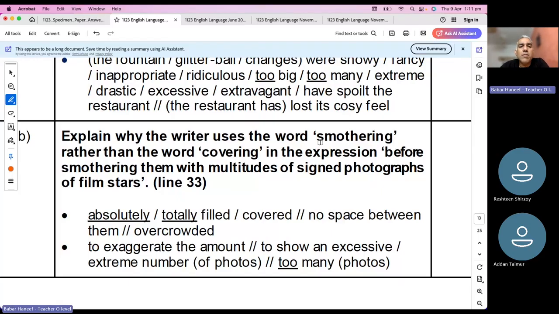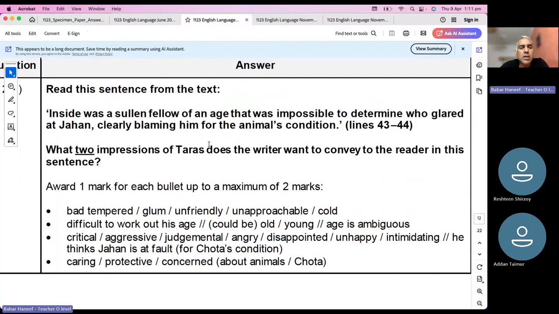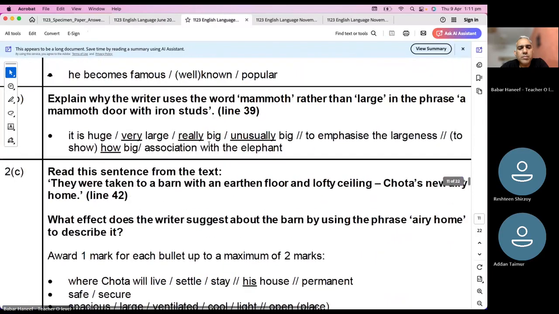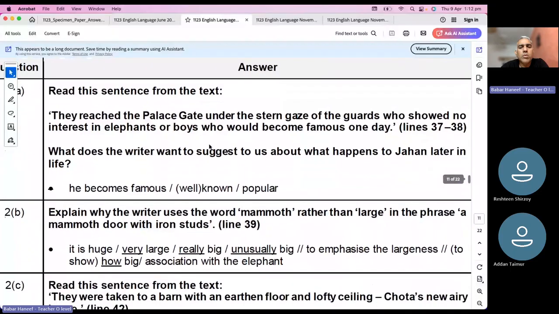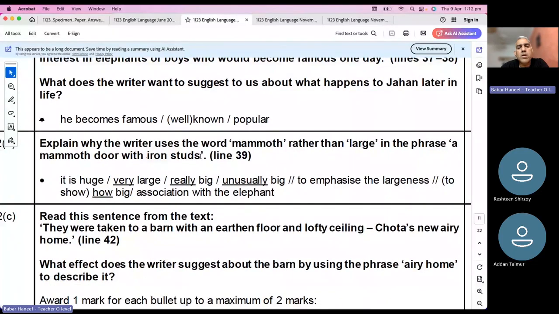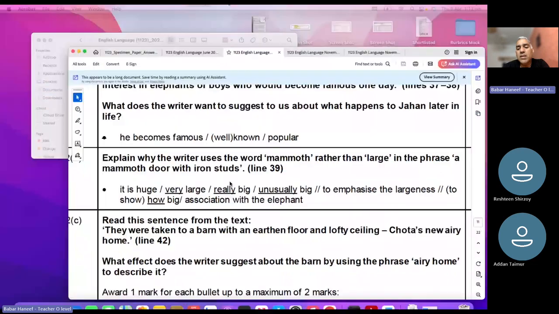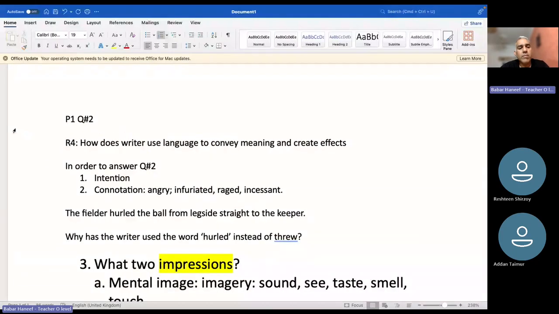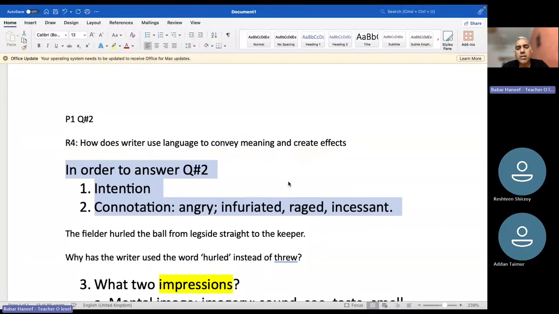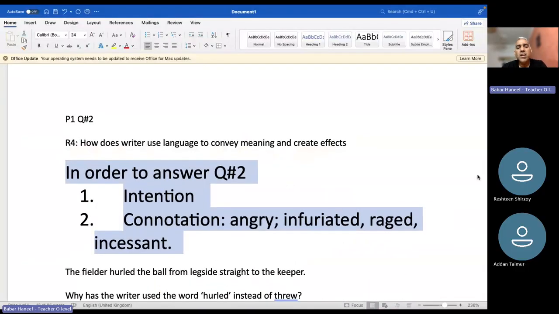Then we have a similar kind of question in another paper. This is the question here. Explain why the writer used the word mammoth rather than large in the phrase a mammoth door with iron studs. Similarly, you can see this word I was referring to, the connotations. The way there are different shades of angry, similarly there are different shades of something being large.